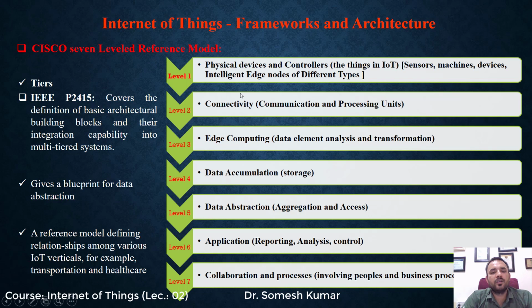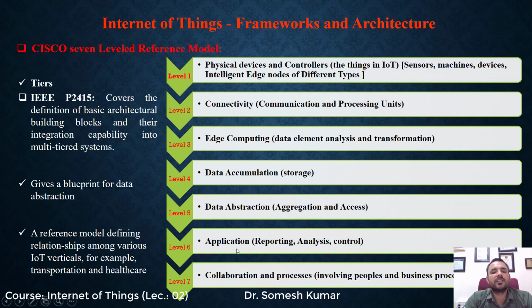So here the first level consists of physical devices and the controllers, the IoT devices, the edge nodes, the edge devices. All these combined make up the first level. Second level is connectivity, communication and processing. Third level is edge computing. In this level, data element analysis and transformation is done. Fourth tier is data accumulation, or the storage unit. This may be local storage or cloud storage. Level 5 is data abstraction. Basically, the aggregation and access of data is called the data abstraction part.